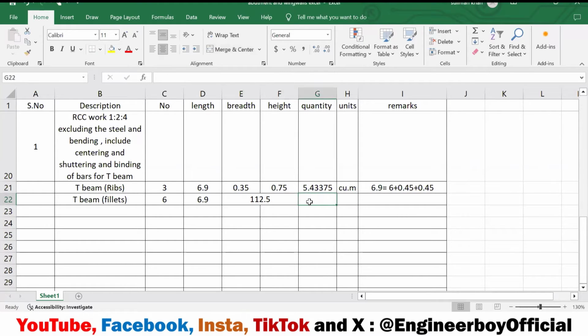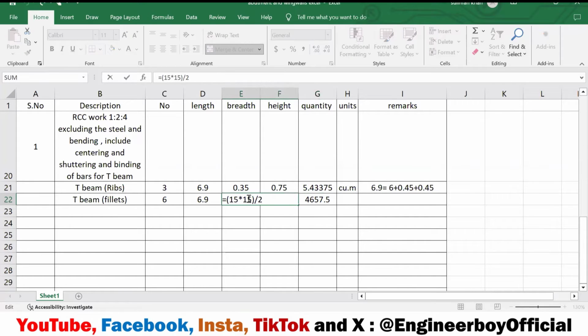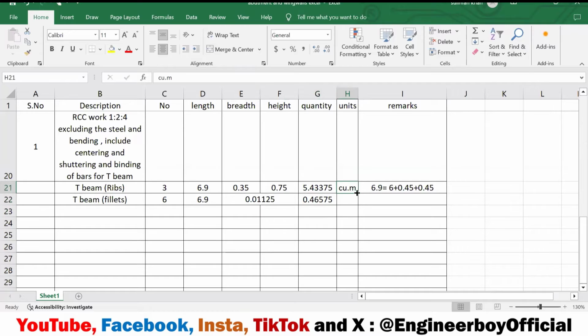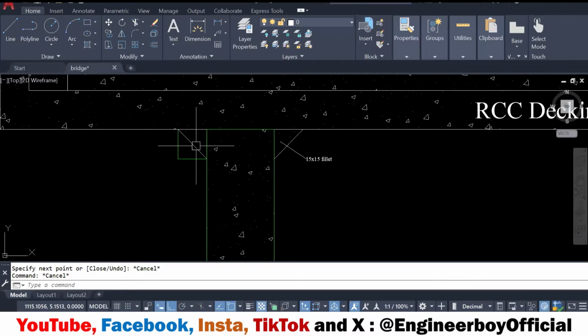Now multiply these 3 columns, equal, and we will actually multiply this with this and with that one, and that is something. Now another thing, which is 15 centimeters, so we have to convert that into meters, which is 0.15. Now this is our answer, and this is going to be in cubic meters. Very simple. So RCC for the beams, or maybe for these girders, is just done.